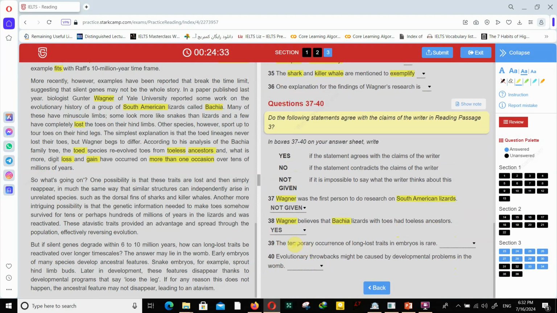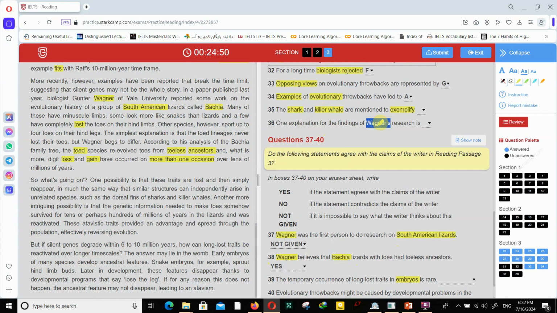Okay. The keywords for this question: the temporary occurrence of long-lasting traits in embryos, evolution drawbacks might be caused by development problems in the womb. So these are the keywords for this one. And for this one, actually, one explanation for the findings of Wagner's research. Findings of Wagner's research. One explanation. Okay. So what's going on? One possibility is that these traits are lost and then simply reappear in much the same way that similar structures can independently arise in unrelated species, such as the dorsal fins of sharks and killer whales. Sharks and killer whales. This is the answer for question 35.